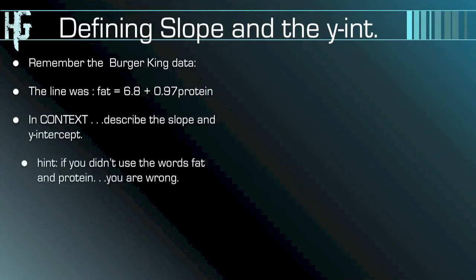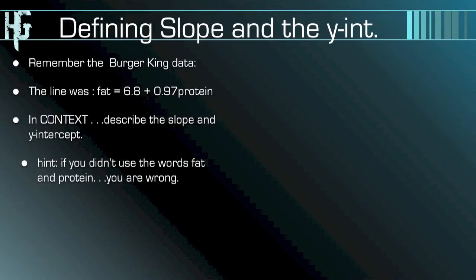Okay, we're going to talk about things being in context. It says in context, describe the slope and the y-intercept. And here's a hint. If you didn't use the words fat and protein, guess what? It's not good enough. You didn't do a good job. So if I were to talk about the slope, 0.97, you would say, as I increase one, let's say they're in grams, if I increase 1 gram of protein, I would expect the fat content to increase by 0.97 grams.